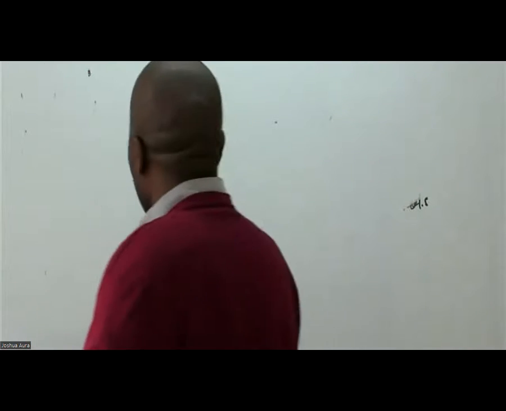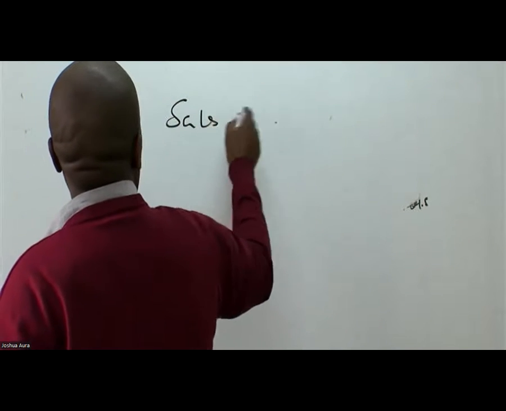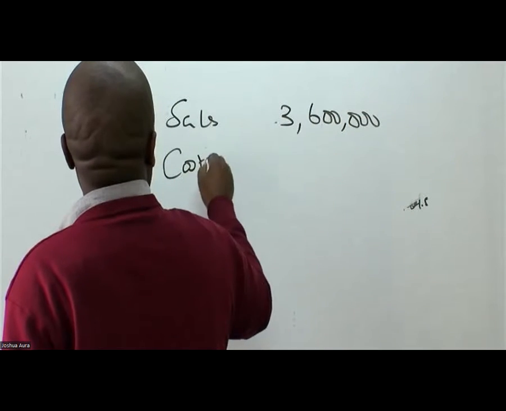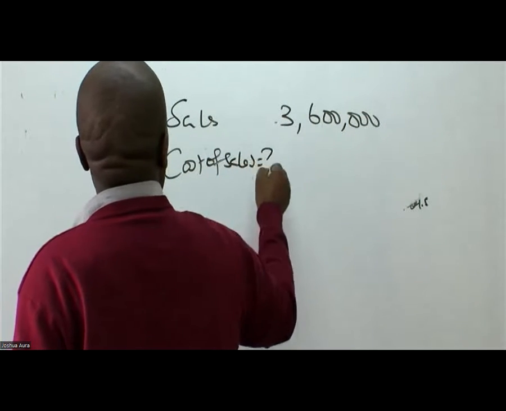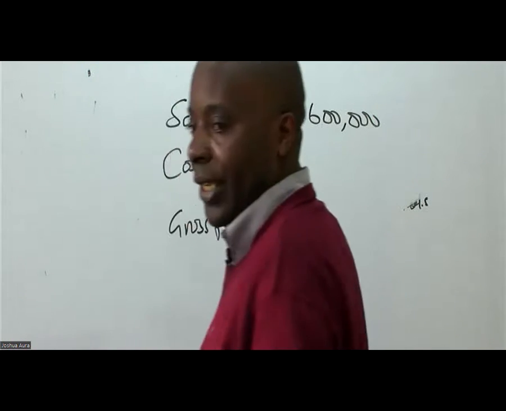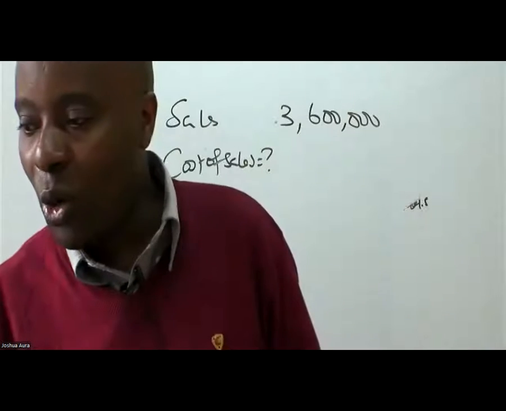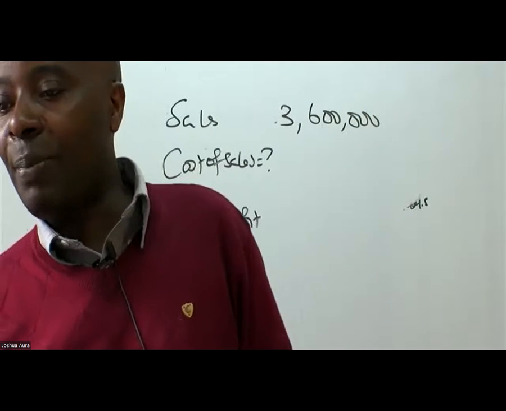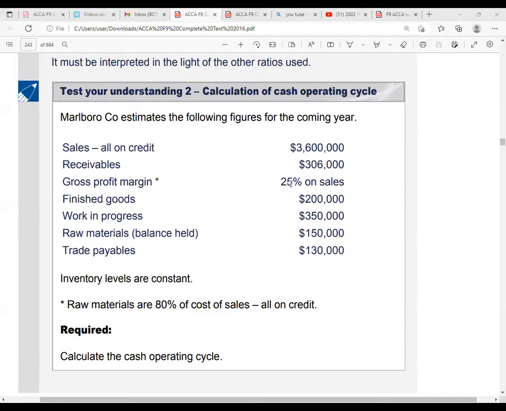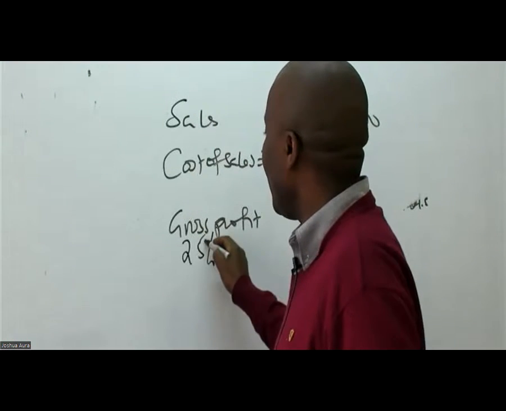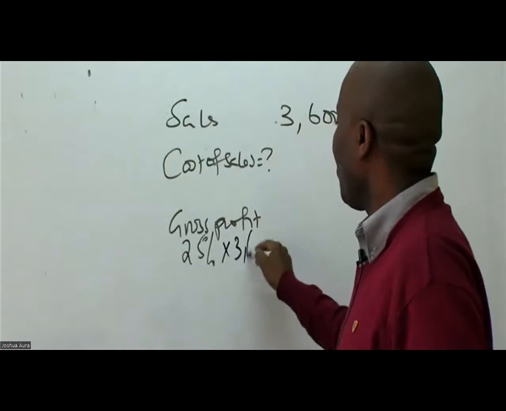So in the trading account, we have our sales of 3.6 million. We have our cost of sales, which we do not know. And then we have our gross profit. Our gross profit is the one they have given as a percentage. They have told us gross profit margin is 25% on sales. So gross profit is 25% of sales, which is 3.6 million.